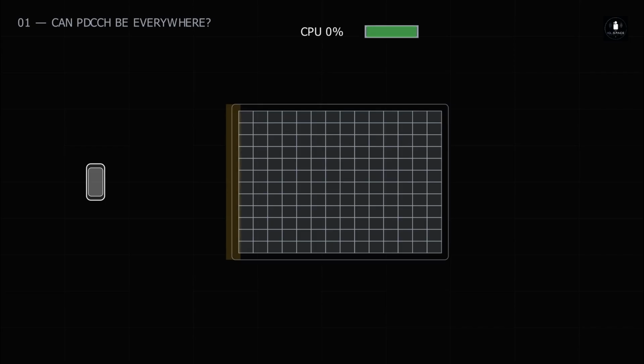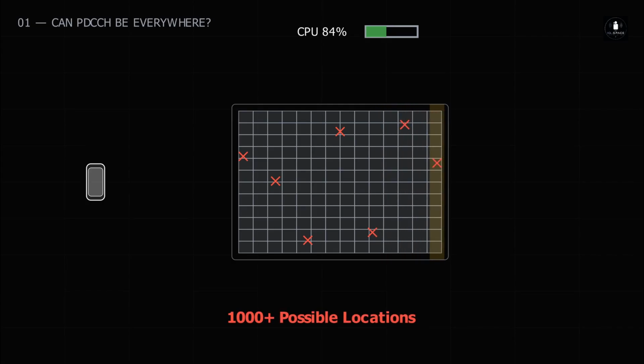Imagine if the network could place the PDCCH anywhere inside the resource grid, the UE would not have any idea where to listen. In that case, the UE would have to search thousands of possible locations. Most of them would contain nothing. This would create enormous wastage of processing power and battery energy. Clearly, this is not a practical solution.